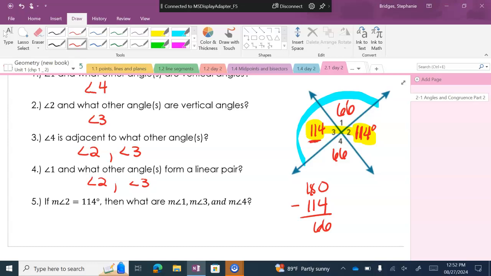So on a couple of these, you may have to find one of the variables first and then plug it back in. But you're always going to ask yourself, what kind are they? Are they a linear pair so that I add them and set them equal to 180, or are they vertical so that I just set them equal to each other? Okay, so that's how you're going to start with all of those questions. What kind of angles are they? Does that mean I add them, set them equal to 180 because they're a linear pair, or do I set them equal to each other?